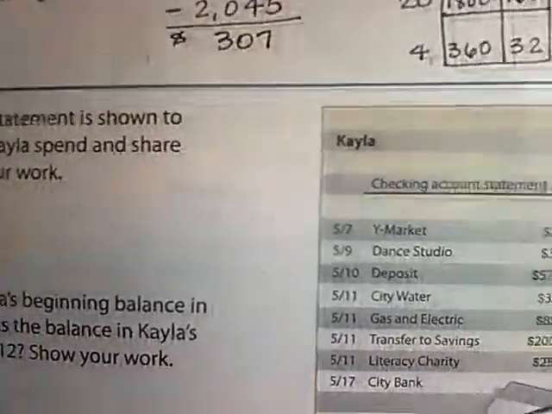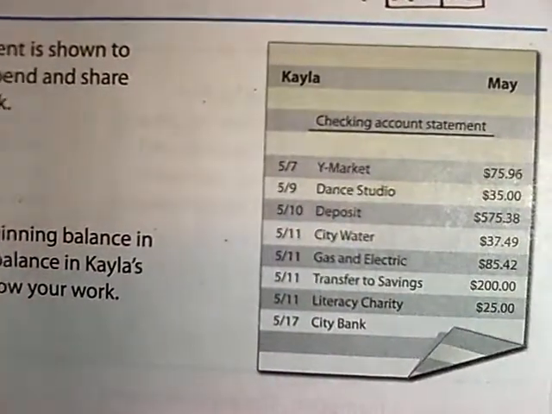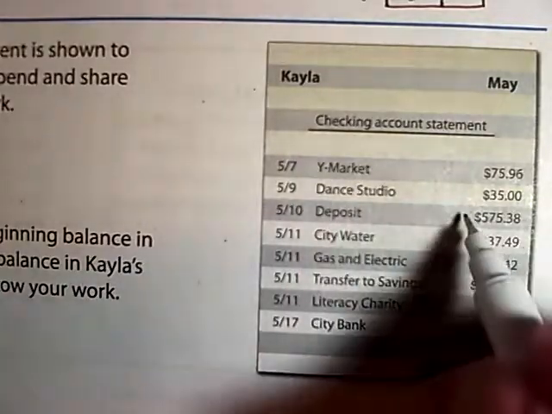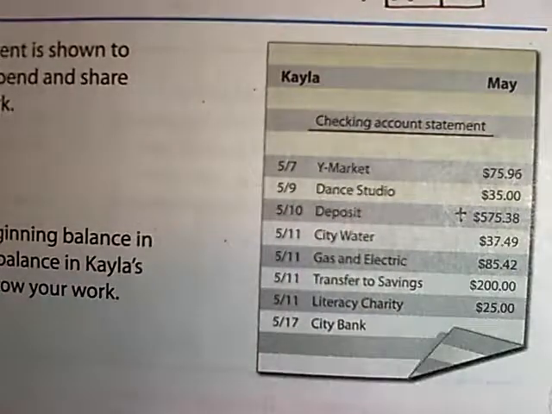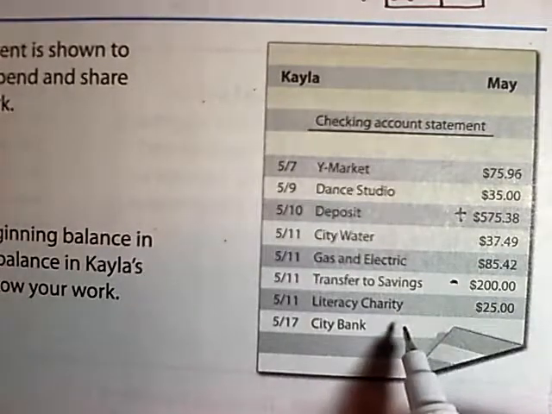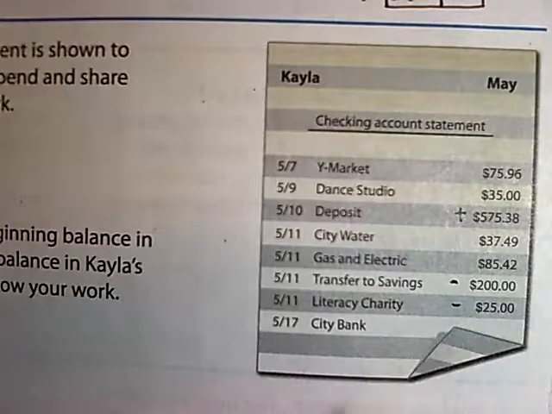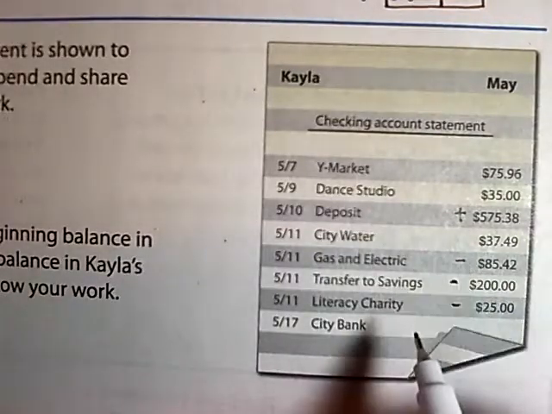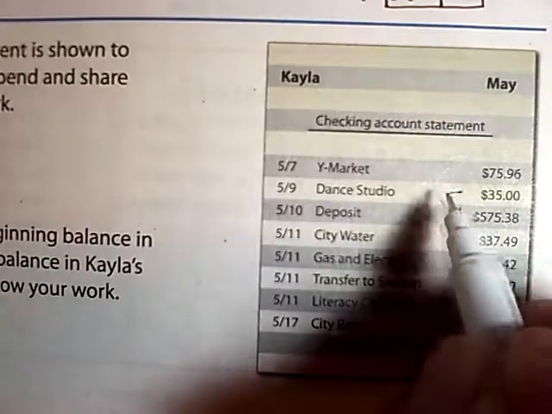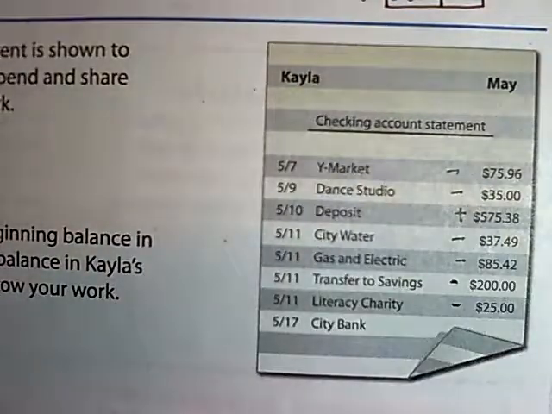On this one, it's the same story as the one in the front. You are going to go ahead and look at all of the charges in here. This one is a deposit, so this gets added. Okay, transfer to savings, that's still a deduction. Literacy charity, that's a deduction. Gas and electric, they pay that, so that's a deduction. Water, deduction. The dance studio, they paid it, and the market is the payment.